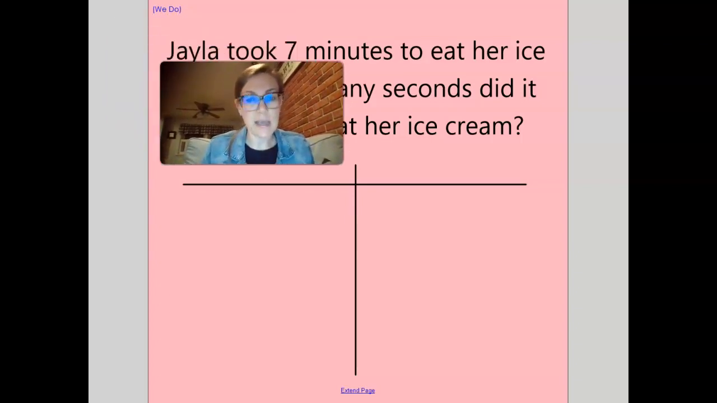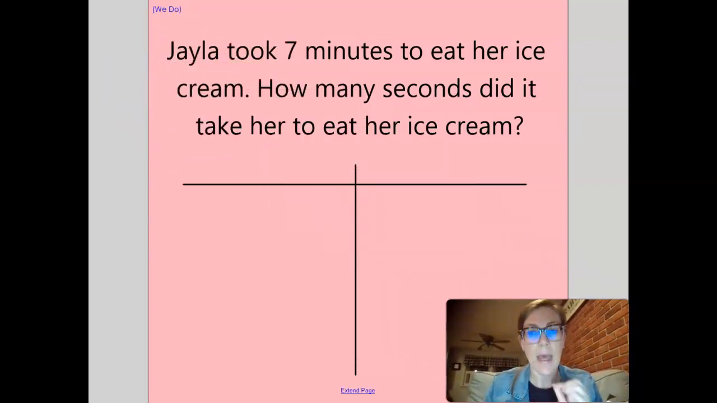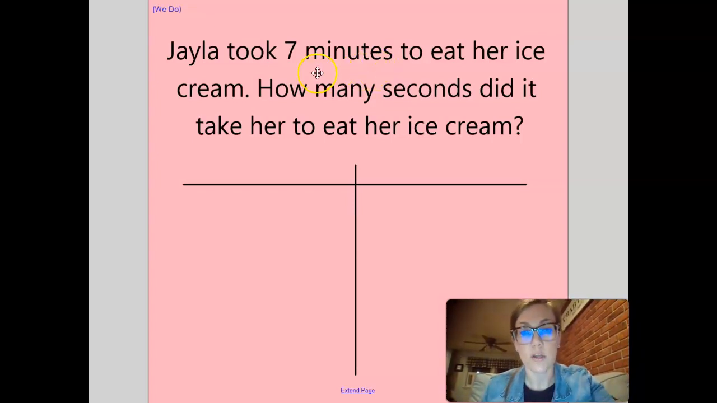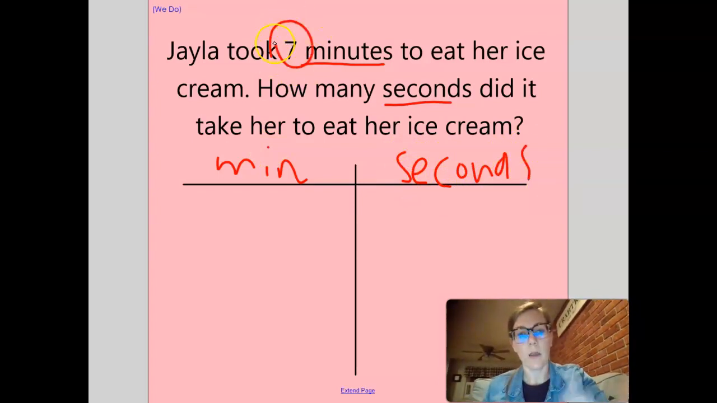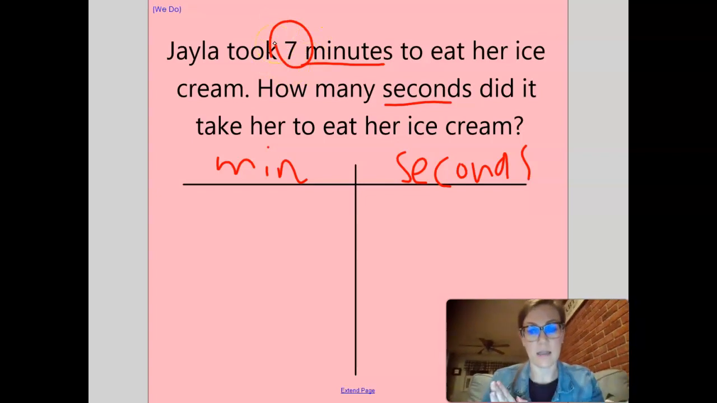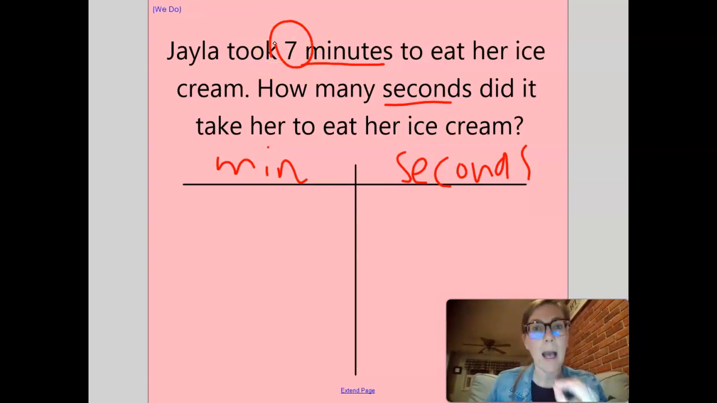Jayla took 7 minutes to eat her ice cream. How many seconds did it take her to eat her ice cream? Again, I have a T-chart. The words are minutes and seconds, so I'm going to put minutes and seconds. First of all, it's 7 minutes, but we're doing minutes, seconds. So let's talk first.